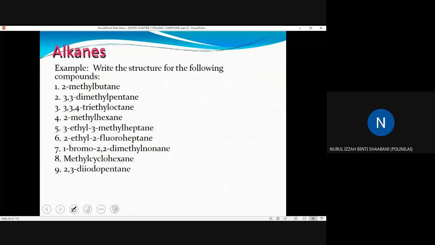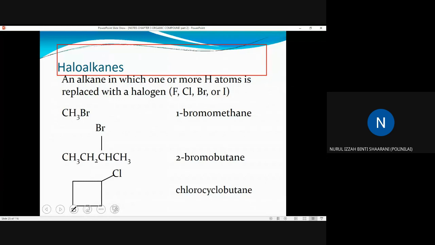Okay, so now we move to the next one. Nanti kita tengok latihan eh. Kita tak pergi terus dulu. So we move to the next one, which is haloalkane.